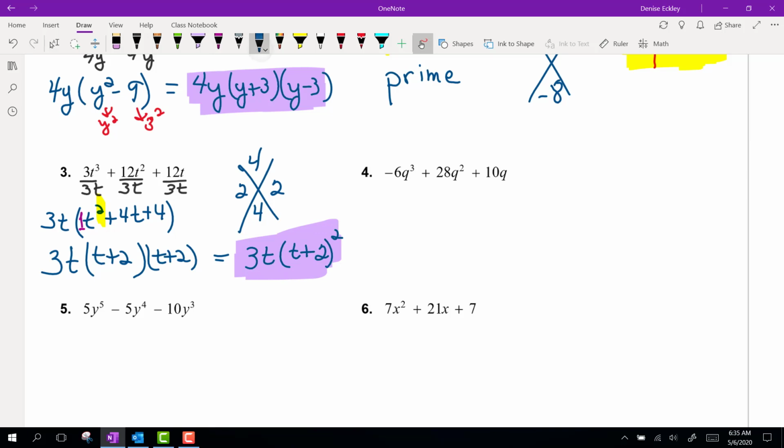Number 4, again, start with the GCF. And the GCF in this case is going to be 2q. I'm actually going to factor out the negative. I don't really like when my leading coefficient is negative. So I'm going to factor out a negative 2q.